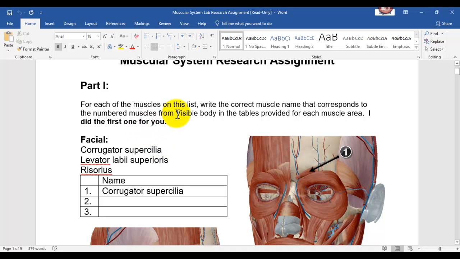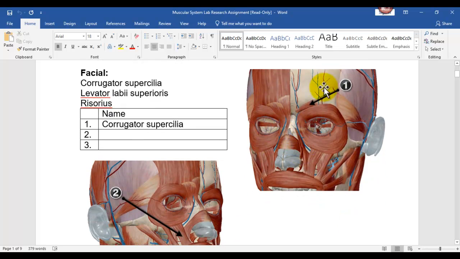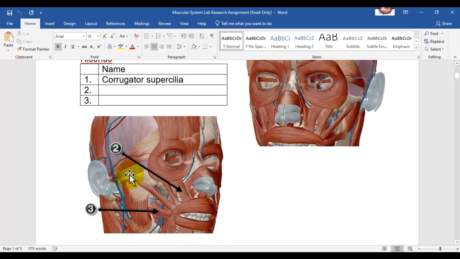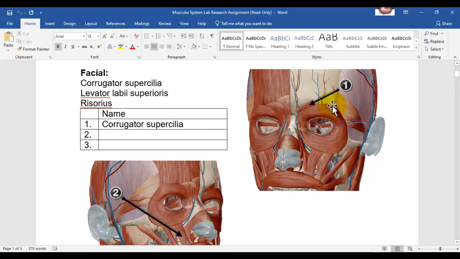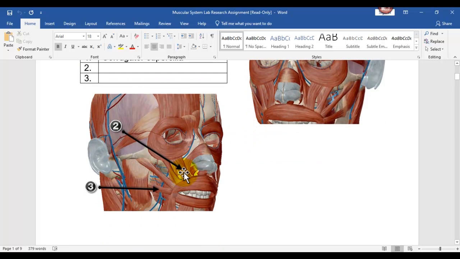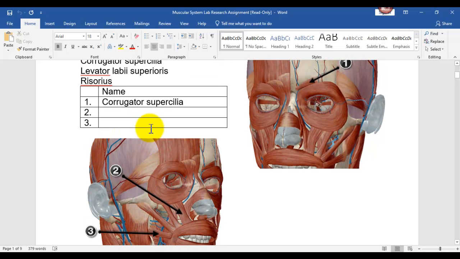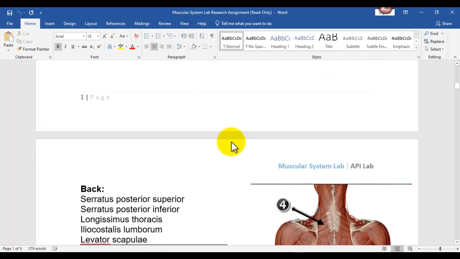It says for each of the muscles on this list, write the correct muscle name that corresponds to the numbered muscles from Visible Body in the tables provided for each muscle area. Basically, identify these muscles that are labeled here. I did the first one, the corrugator supercilii, which maybe is on our mannequin models, maybe it isn't. Here are the other two. You're going to put those into these blanks.